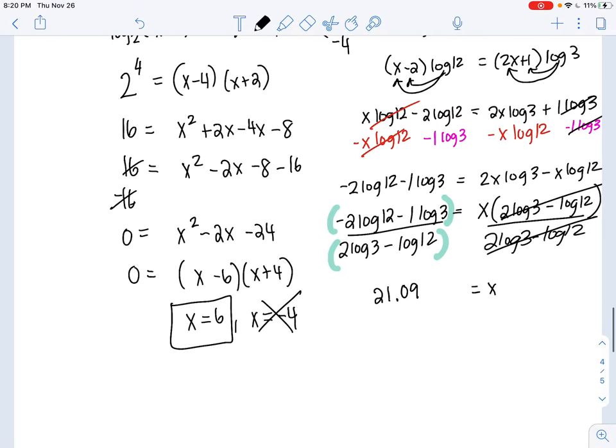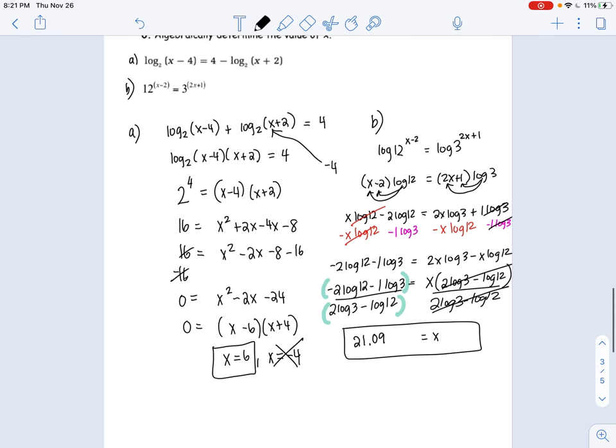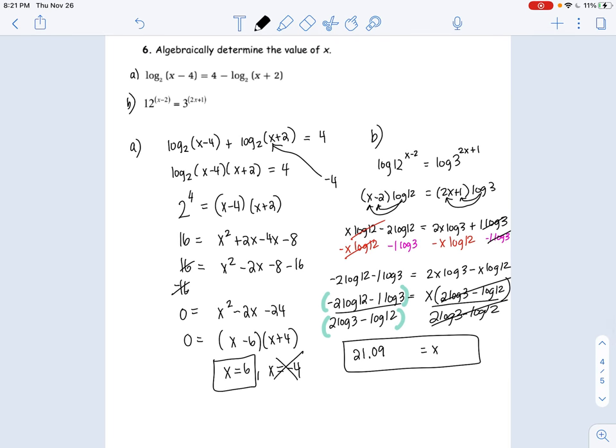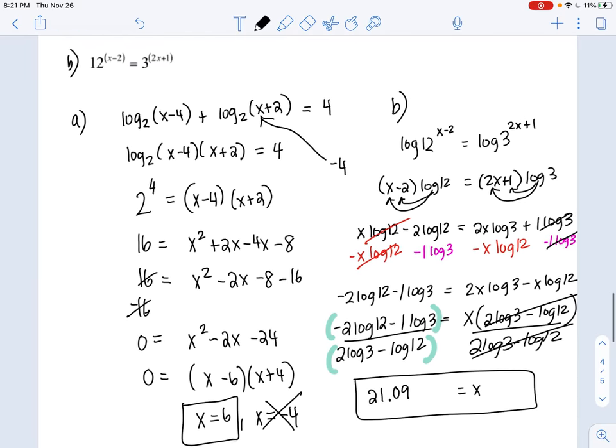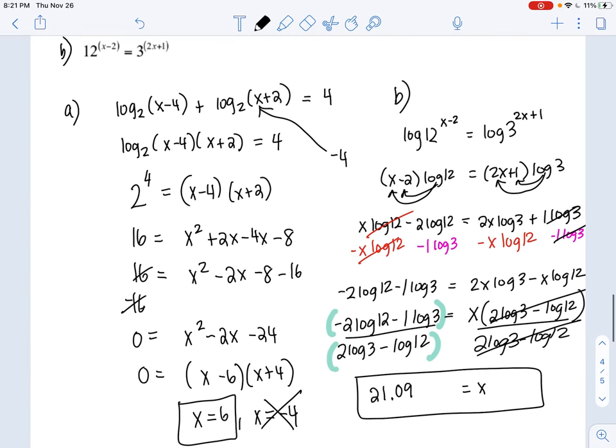21.09. Okay, it doesn't say what to round to, so you can have just 21 or 21.09, or you can have more decimals, but that's it. Okay, so that is the only answer. You can always check graphically by putting the left side into y1, the right side into y2, and then the intersection is your answer. Okay, so 21.09.